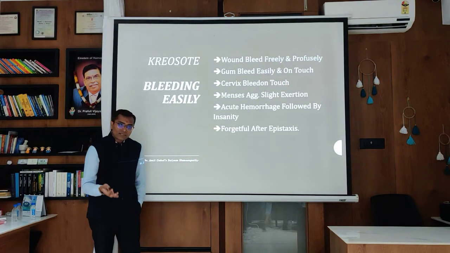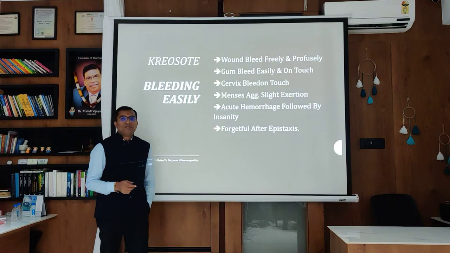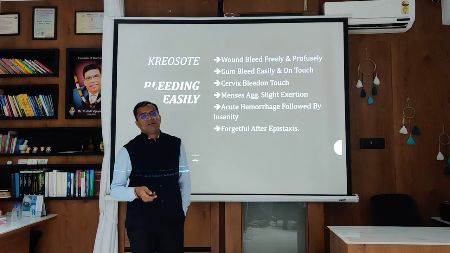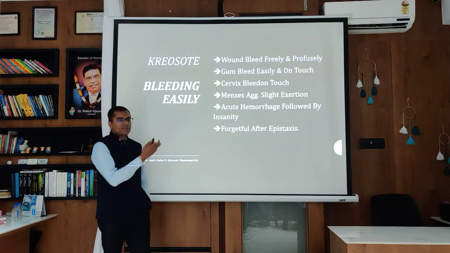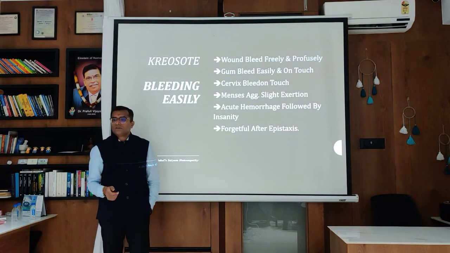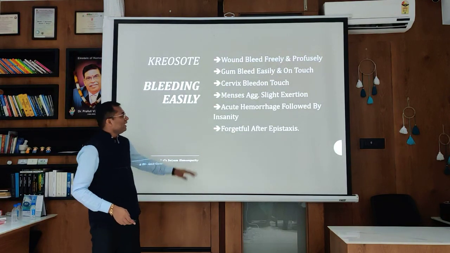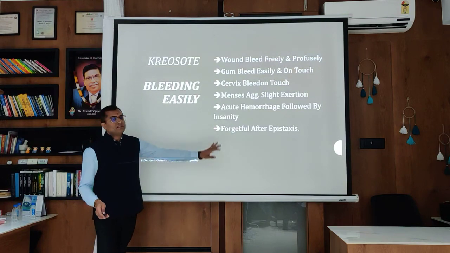Cancer, like second erosion. It is called cervical erosion, and it is a pre-cancerous state of the cervix. So most of the time when a lady comes to you and says that whenever we have coition, I have bleeding after that, that is something called cervical erosion. Acute hemorrhage followed by insanity, very important, I said to you earlier. Forgetfulness after epistaxis.